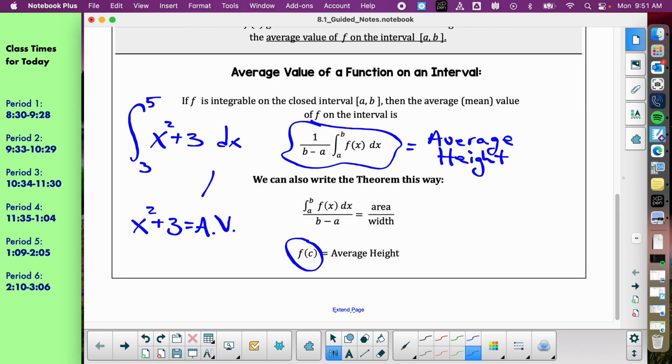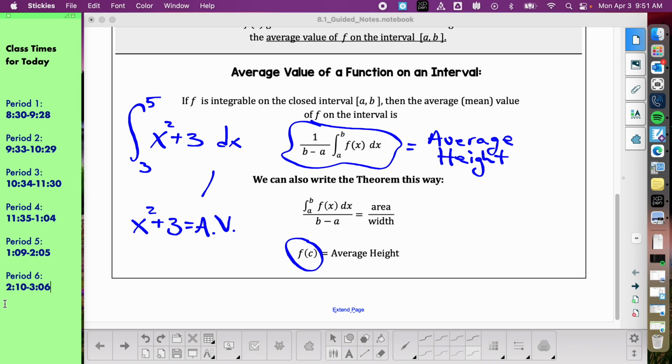I'm not even going to pretend to know the average height. But we would make it equal to the average height and then solve for x there. So this portion of the question is going to be similar to when we did mean value theorem for derivatives. Back then we did the average slope equal to the equation. Now we're going to do the average height equal to the equation. Very similar.